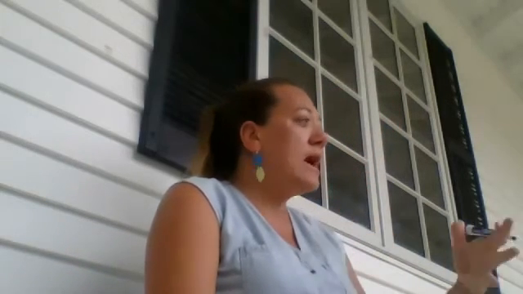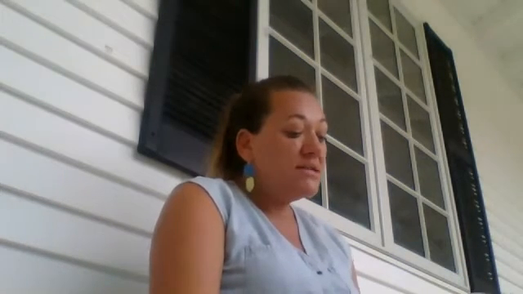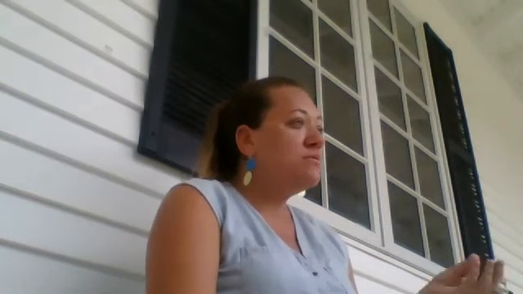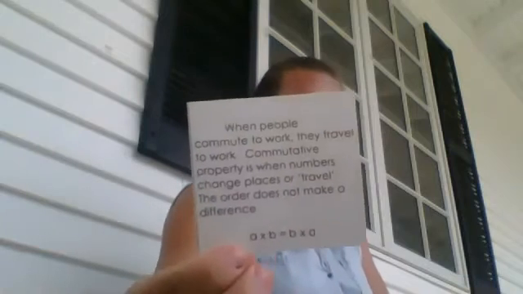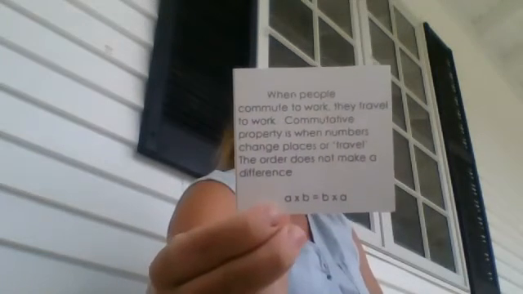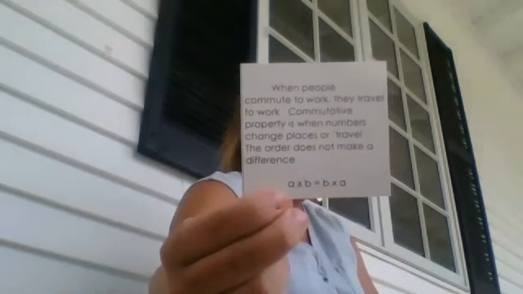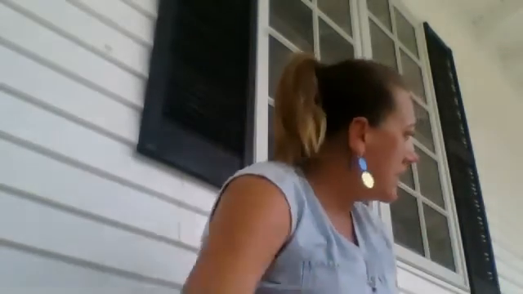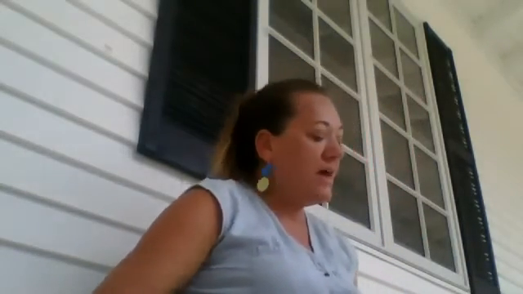So when people commute to work, that means that they are traveling to work. So the commutative property is when numbers will commute or travel to a different place. The order of the numbers does not matter. So let's look at an example of that.